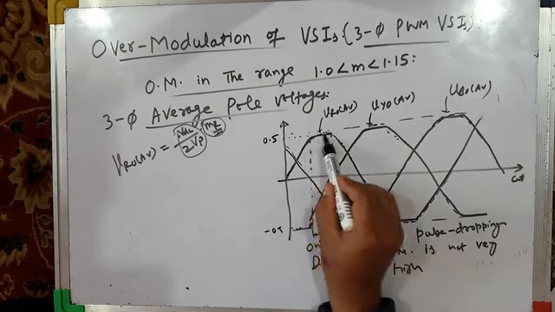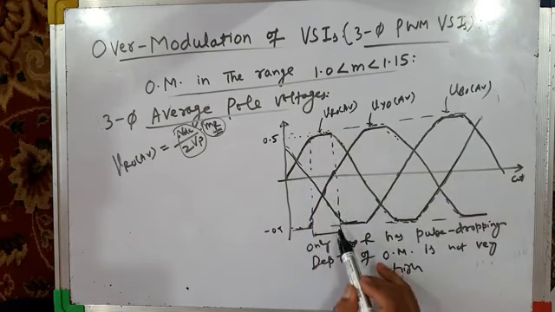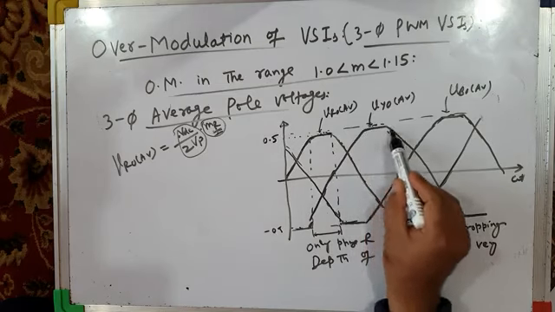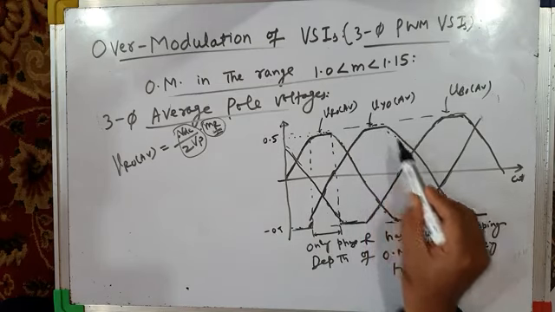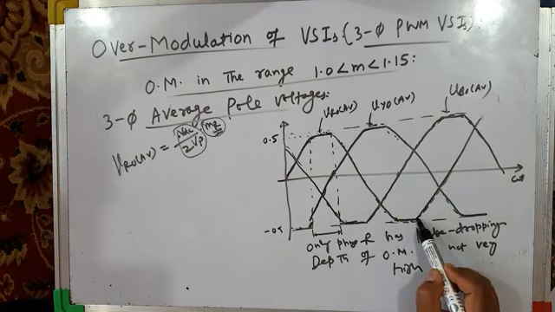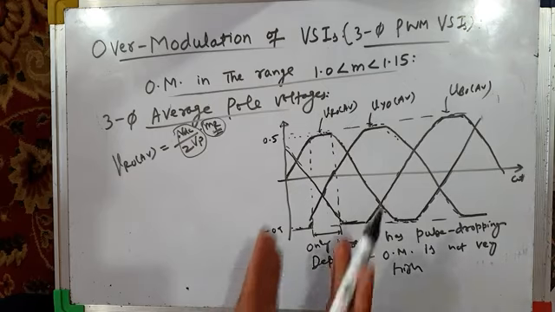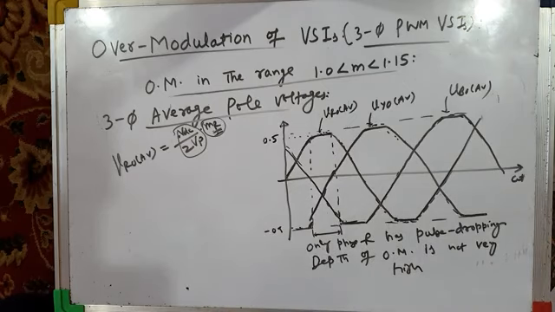Say during this period, phase leg R has pulse dropping. During this instant, only phase leg B has pulse dropping. During this instant, from here to here, phase leg Y has pulse dropping. Then during this instant, phase leg R again has pulse dropping. So that means for a particular instant of time, only one phase leg will have pulse dropping due to over modulation. Other two phase legs will be switching.